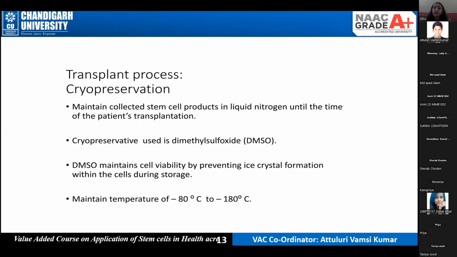The cryopreservative which is used for the transplantation is dimethyl sulfoxide. Why do we use dimethyl sulfoxide? Because it maintains the viability of the cells during the storage period. The temperature we maintain is -80 degrees to -180 degrees Celsius.